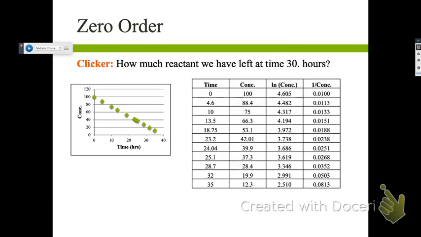So let's answer a question related to this. Go ahead and answer the question, how much reactant do we have left at 30 hours? And no, don't just approximate by looking at it and saying, it's between these two. You can do that first, but then you have to do numeric calculations after.